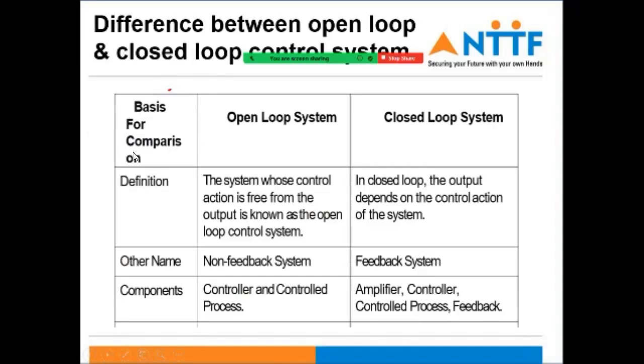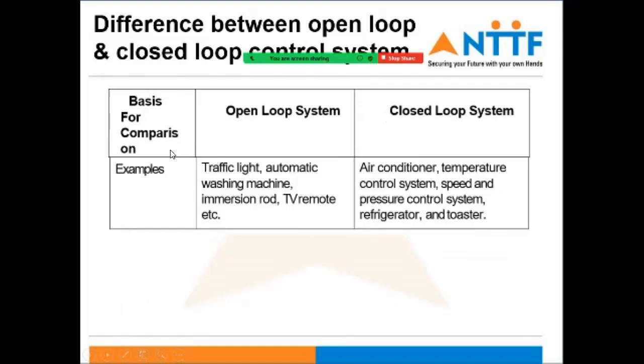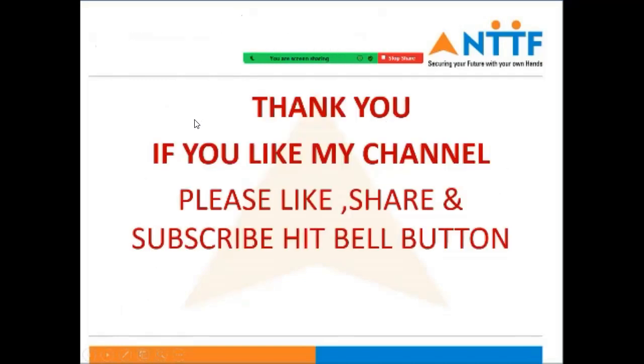In open loop, the controller and control process are absent and it is installed manually, while in closed loop the amplifier, controller, control process and feedback are all present. Examples for open loop: traffic light, automatic washing machine, immersion rod, TV remote, etc. Closed loop: air conditioner, temperature control system, iron box, speed and pressure control system, refrigerator, and toaster. These are all examples.